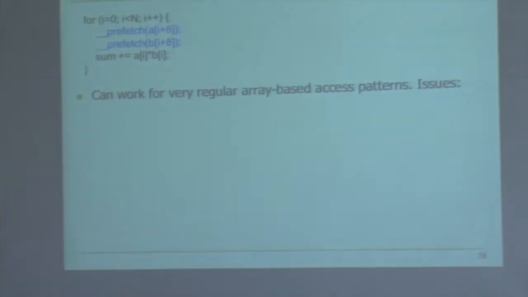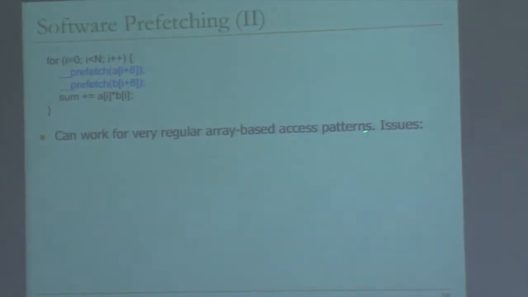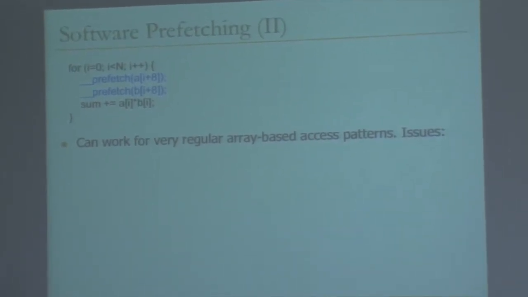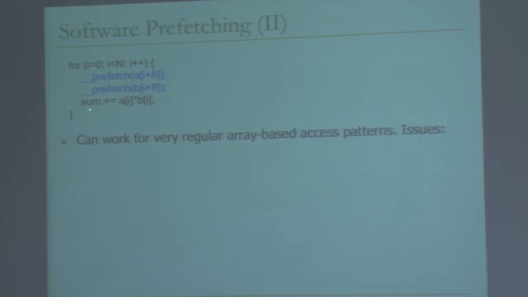Okay. So let's take a look at how these are useful, potentially. Software prefetching can work for very regular array-based access patterns. And this is one example access pattern where it works. Basically, you're going through this array, you're summing A[i]. Well, I guess you're multiplying A[i] and B[i], and you're accumulating into a sum. I guess a dot product could work this way, right?